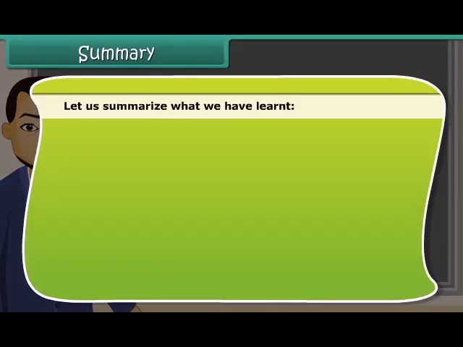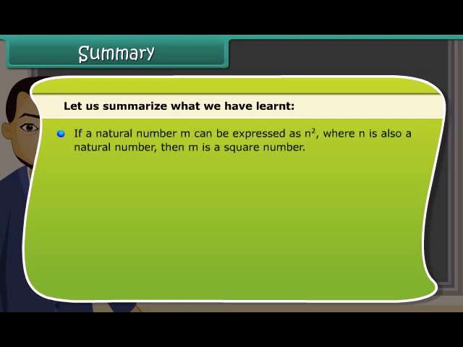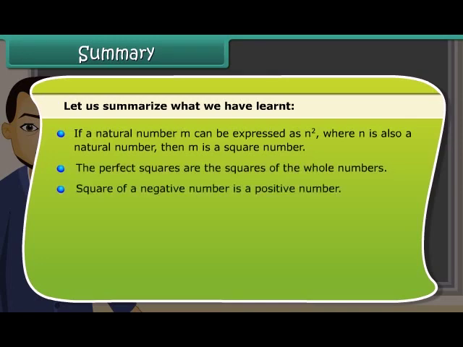Let us summarize what we have learned. If a natural number m can be expressed as n square, where n is also a natural number, then m is a square number. The perfect squares are the squares of the whole numbers. Square of a negative number is a positive number. Square root is an inverse operation of squaring.